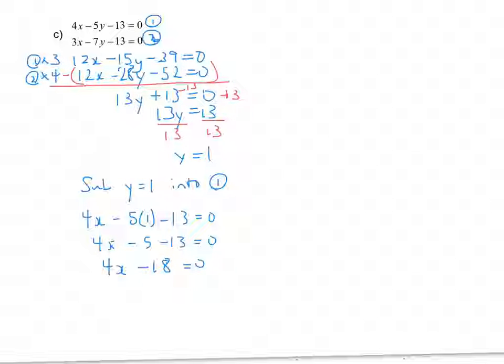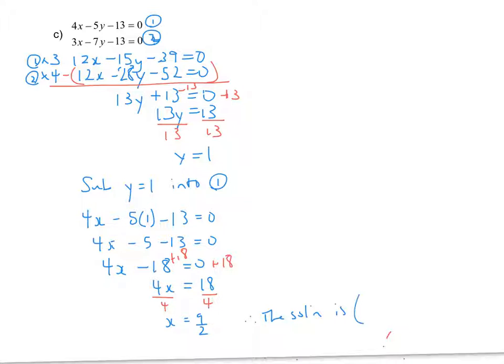And then I'm going to add 18, and I get 4x equals 18. Divide by 4. That's going to be 4.5 or 9 halves. X equals 9 over 2 or 4.5. So therefore the solution is x is 9 halves or 4.5 and y is 1. Try the next examples.